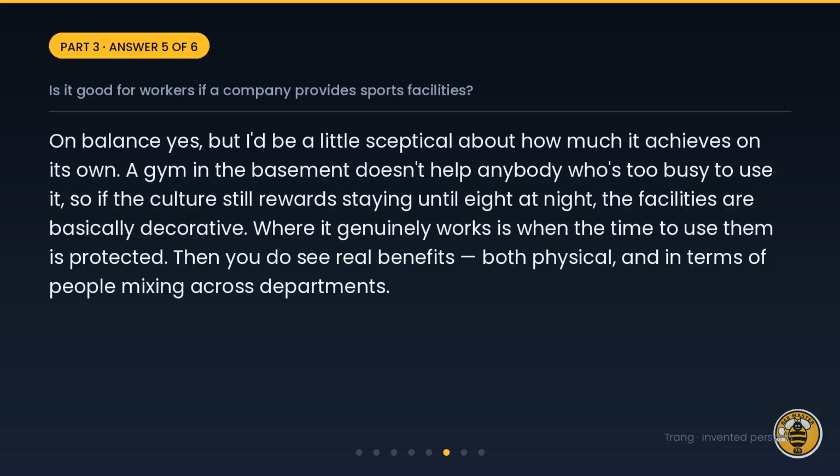On balance, yes, but I'd be a little skeptical about how much it achieves on its own. A gym in the basement doesn't help anybody who's too busy to use it, so if the culture still rewards staying until 8 at night, the facilities are basically decorative. Where it genuinely works is when the time to use them is protected. Then you do see real benefits, both physical and in terms of people mixing across departments.